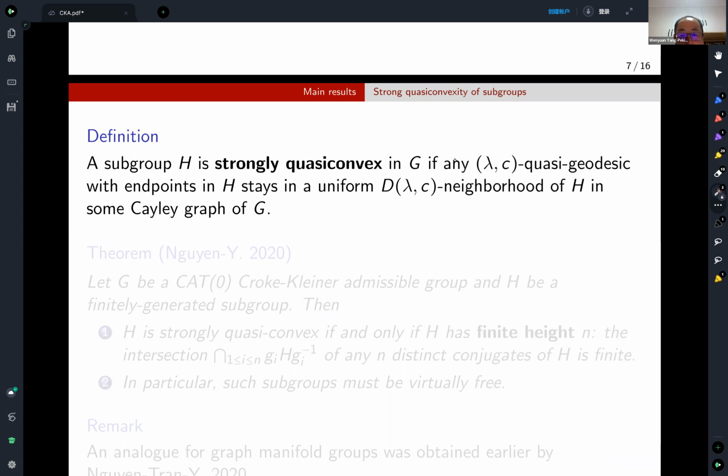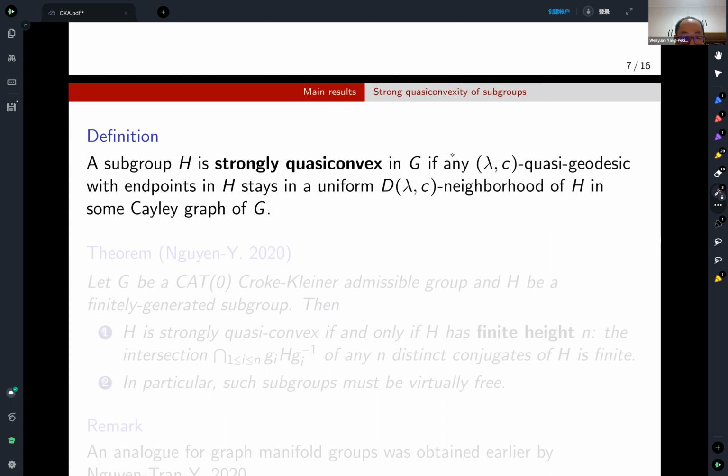This notion might depend on the choice of Cayley graph. In fact, it does not, because we require it for any lambda and C, and different Cayley graphs are quasi-isometric. So we have this definition that does not depend on the choice of Cayley graphs. So it's an interesting notion of subgroup.